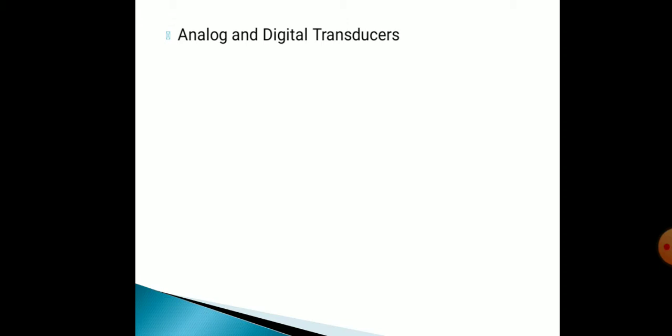Analog and digital transducers. The transducers are classified on the basis of the nature of the output signal, that is analog and digital. Analog transducers convert the input quantity into an analog output which is a continuous function of time. For example, strain gauge, LVDT, thermocouple, thermistor. Digital transducers convert the input signal to an output signal in the form of pulses, or 0 and 1, that is discrete output. These make use of an analog to digital converter, that is ADC.